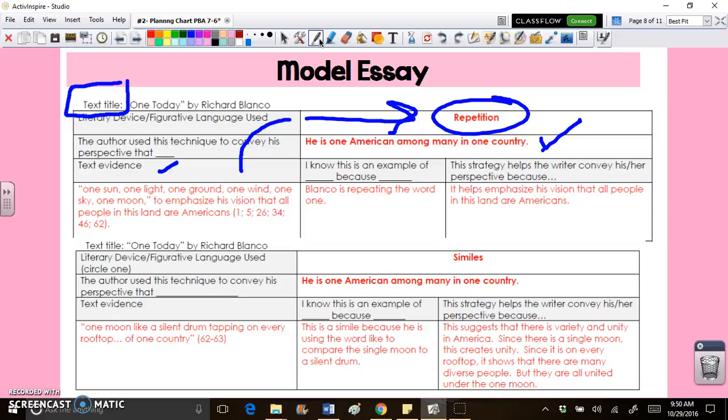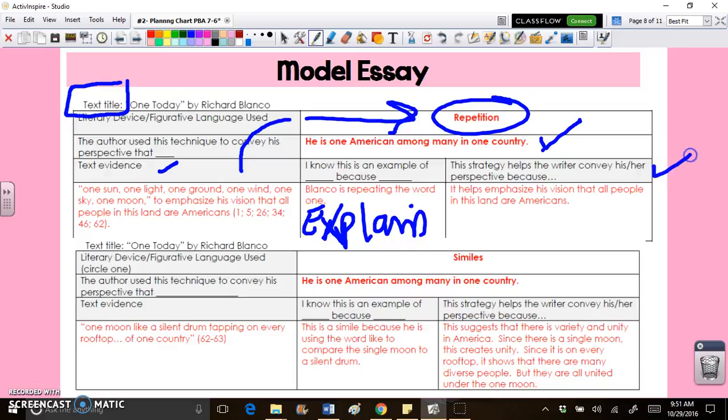So I put my text evidence here, and then I'm going to explain the evidence. How do I know that this is an example of the technique I've identified? How do I know that this is repetition? You can almost say that sometimes this is like stating the obvious, especially for this. How do I know it's repetition? Because he's repeating the word one. It's so obvious, but you just want to make sure that you are explaining it. This is also going to be a way for your partners and myself to know that you really do understand the technique and you're able to explain how an author's using it.